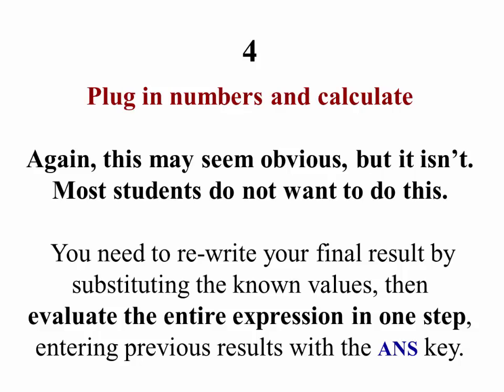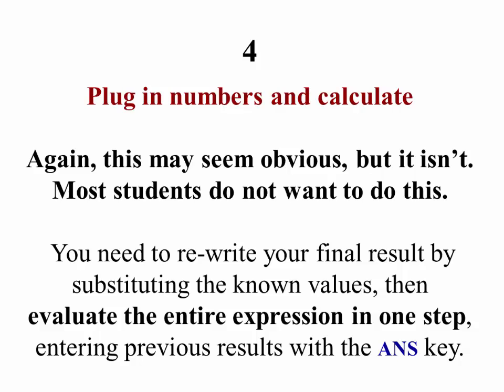And again, this may sound obvious, but many students do not use their calculator efficiently. I'll see people writing down half a dozen different numbers along the way. Multiply A times B and write it down, then multiply that answer times C and multiply it times D. You should be able to evaluate the entire expression in 1 step. Write down your final result, substitute the known values in, and compute it in 1 pass on your calculator.